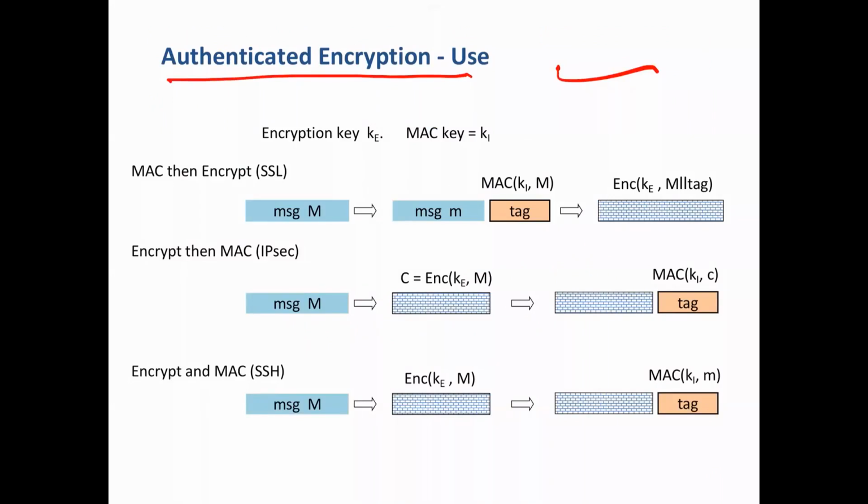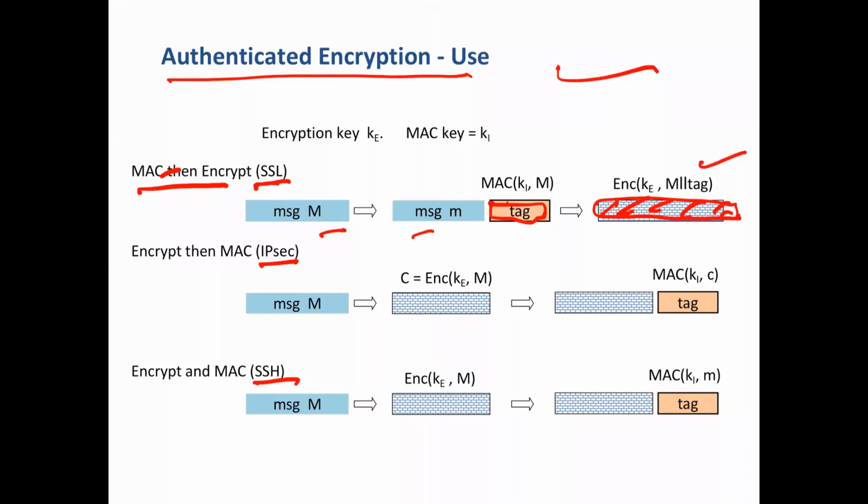Yes. Like you would have heard about SSL, IPsec, and SSH protocol, right? All these are used in internet. Okay, so MAC then encrypt is used in SSL. We can take message M, then find MAC of that, and send this. Oh, I'm sorry, MAC then encrypt. So first you get MAC and then encrypt everything and send this as an all encrypted message. So this is used in SSL.